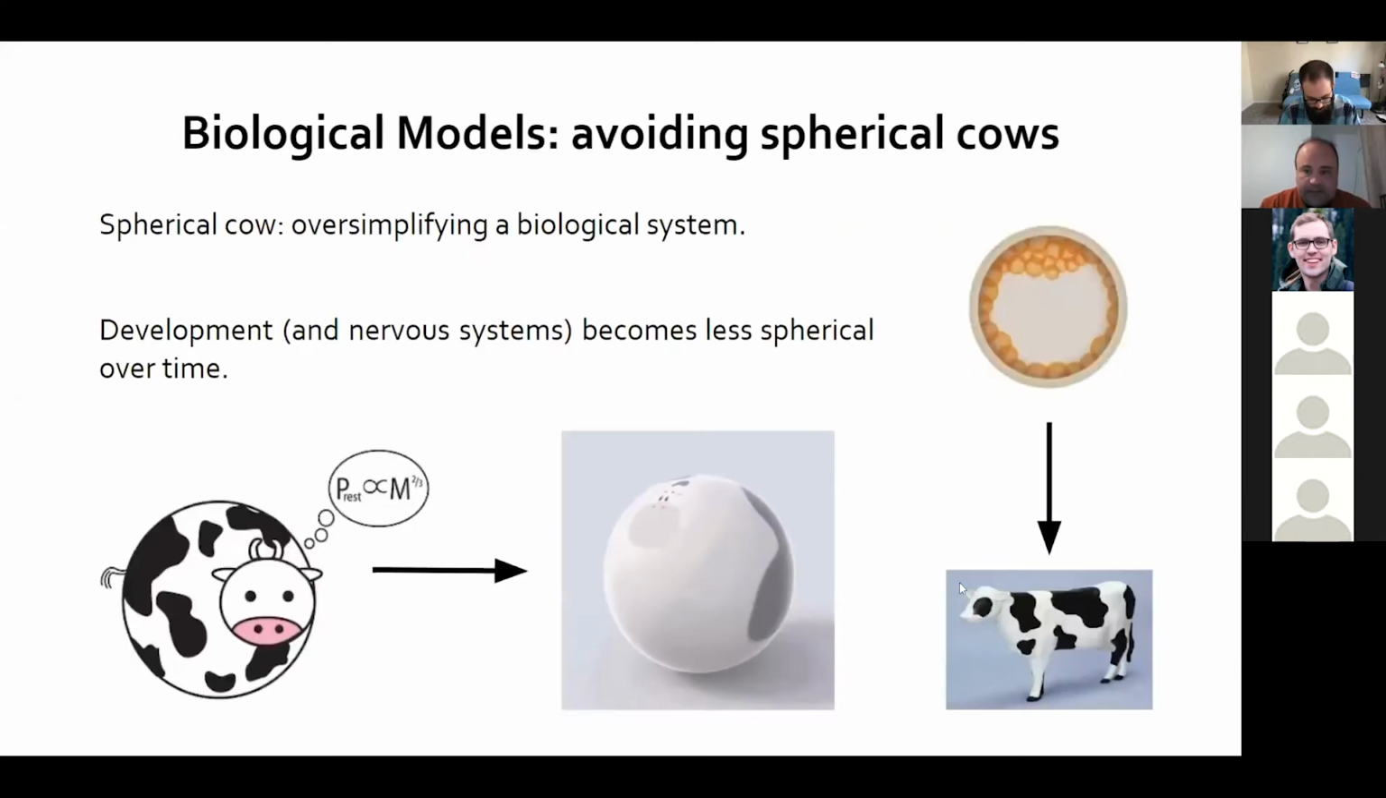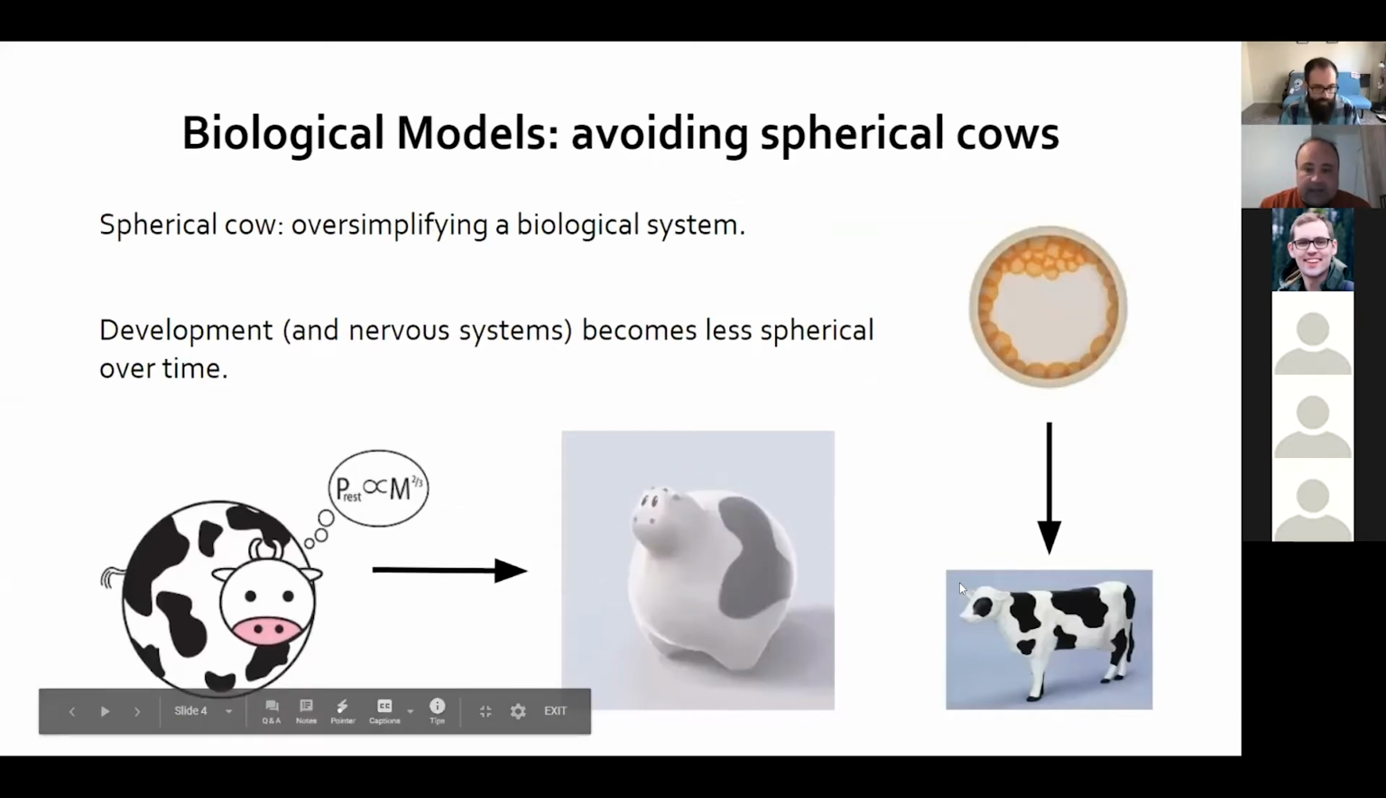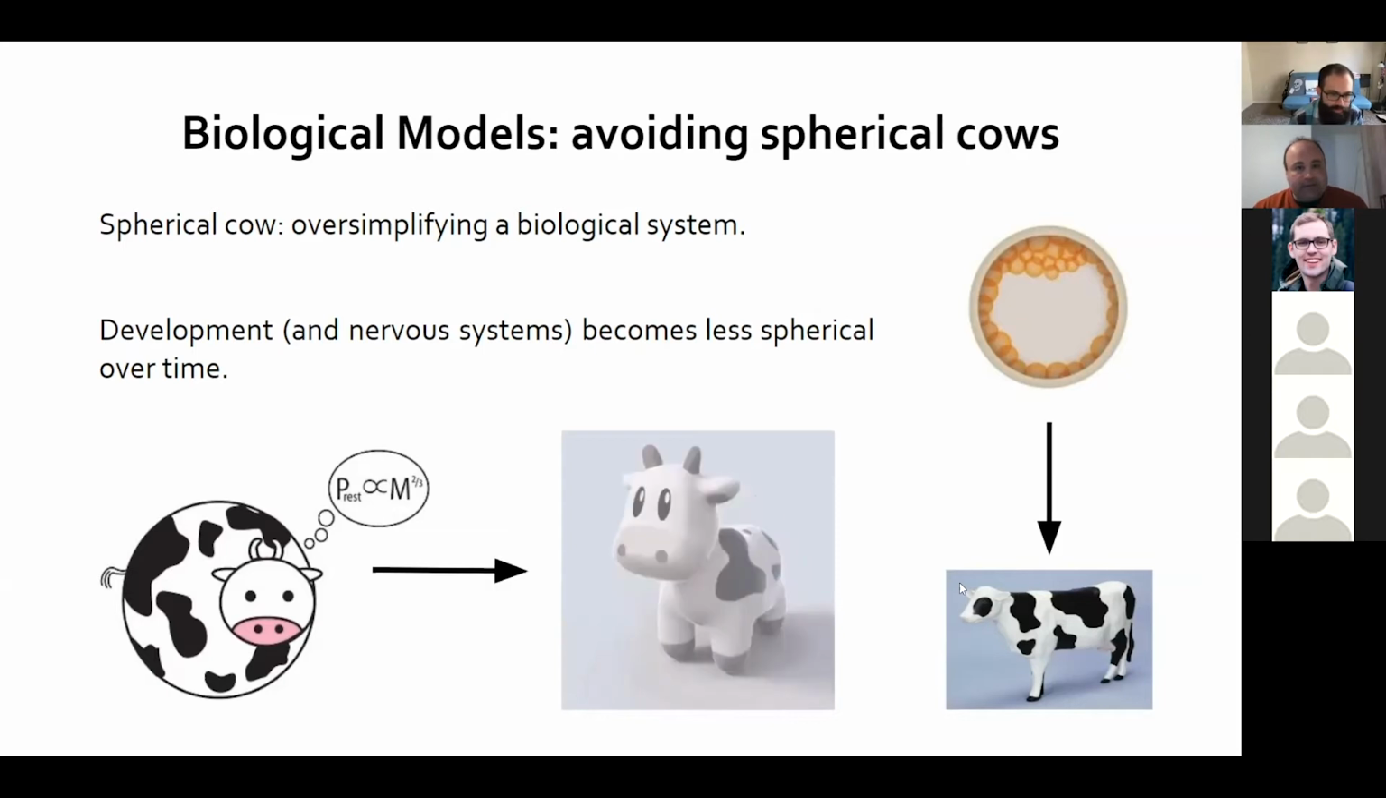One of the things I'd like to point out before we start is we talk about models. And in this talk, we'll be introduced to some models that seem pretty abstract. But this is one thing we have to remember when we talk about models in general, and that is that we want to avoid spherical cows. It's one of my collaborators in the group. He talks about spherical cows as oversimplifying a biological system.